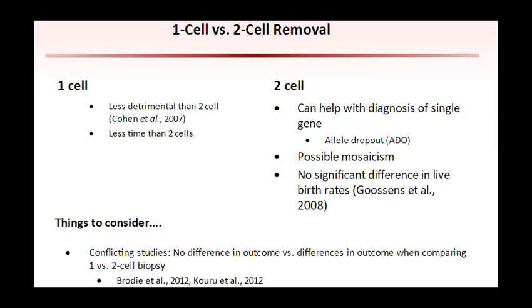The biopsy procedure itself does not take as long if the technician is removing only a single cell. This means that the embryo spends less time within the calcium and magnesium-free medium, which may be detrimental to growth. However, the removal of 2 cells may increase the rate of obtaining a diagnosis with single gene defects, particularly to combat allele dropout. Biopsy of 2 cells may also help detect mosaicism, which seems to be relatively common during pre-implantation development.